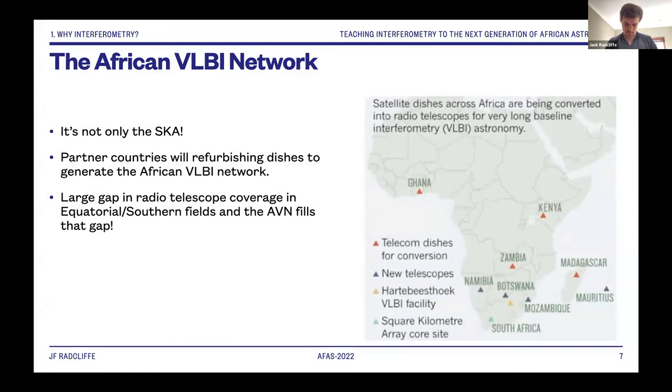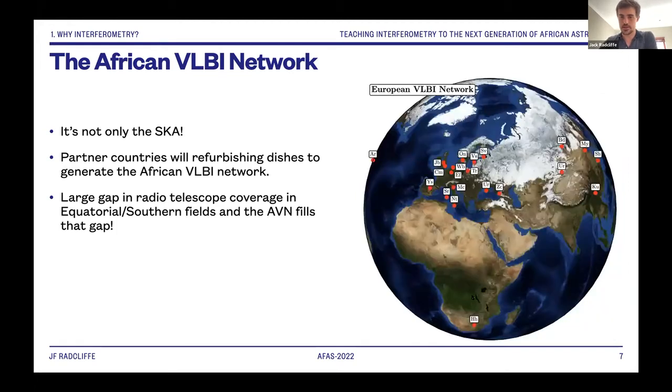It's also not just the SKA that's going to be here, it's also going to be the proposed African VLBI network. And this has been in the works for a long time, but partner countries are possibly refurbishing some dishes. So Ghana already has an operational dish at C-band, which are going to be formed together to create the African VLBI network. And the SKA is going to only have certain resolution. So if we want to have higher resolution and look inside these galaxies, we're going to need the African VLBI network. The other key thing is that there's a large gap in radio telescope coverage. So for those who are radio telescope aficionados, you know that the more telescopes you have, the better the image quality you get.